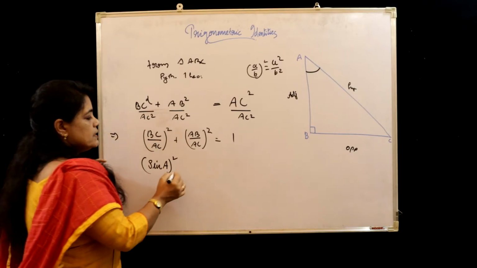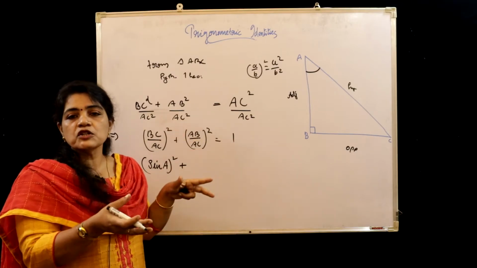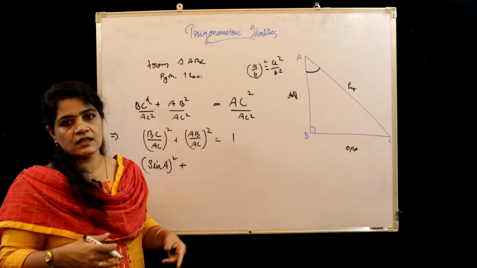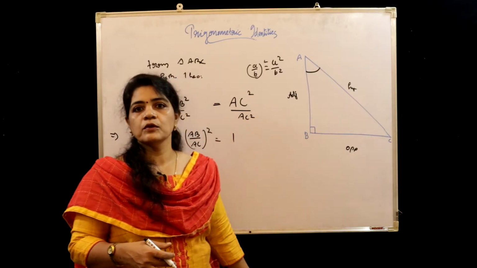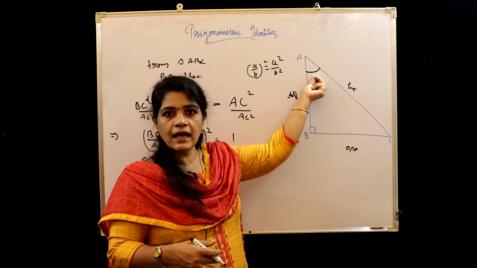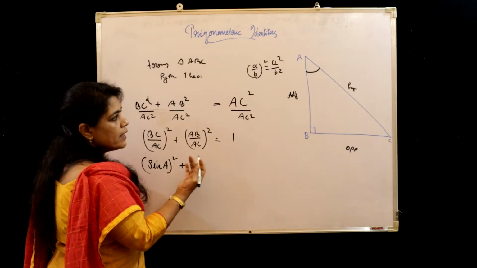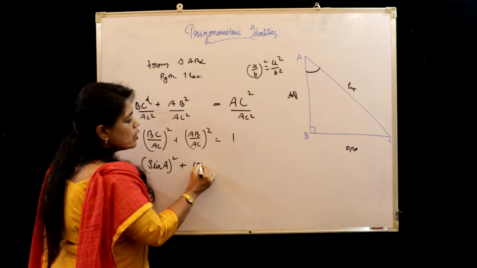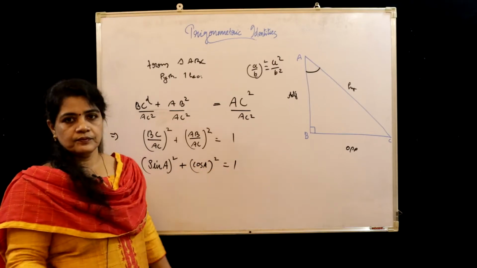Plus what is AB by AC? This is also the ratio between the two sides of this right triangle. So AB is adjacent and AC is the hypotenuse with respect to this angle A, and this is the cos. So adjacent side by hypotenuse, cos A whole square, and that is equal to 1.